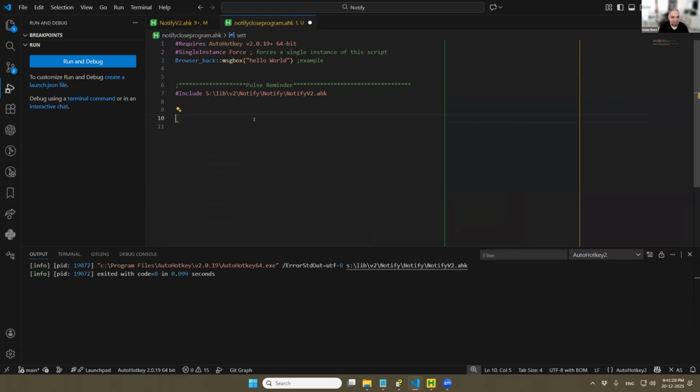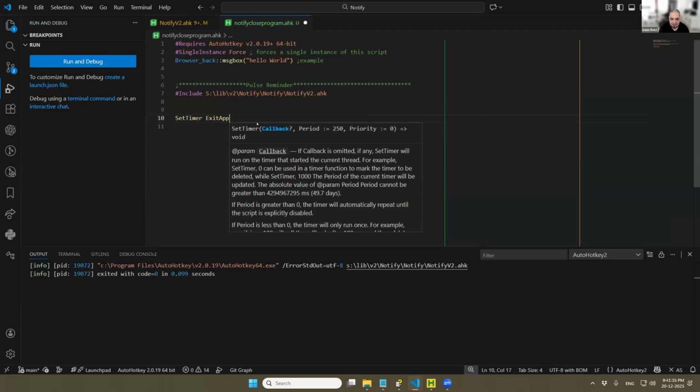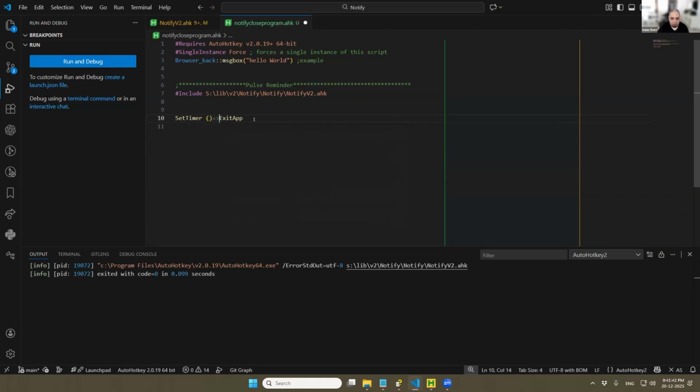Okay. So basically you could go ahead and say SetTimer. You could probably call the ExitApp function directly like that, but that is actually a class or a very specific function. So I would definitely call it with a fat arrow like this, just to make sure that I don't do something weird. It would work. I know that it works, but now this is the tricky part. And I usually do this.